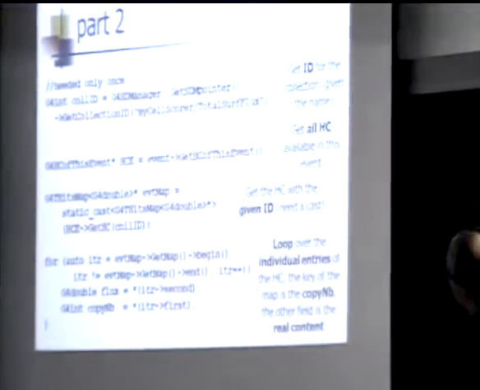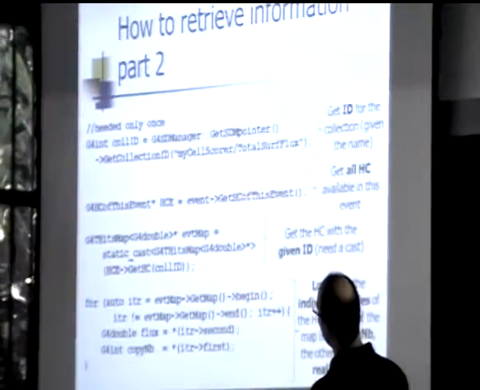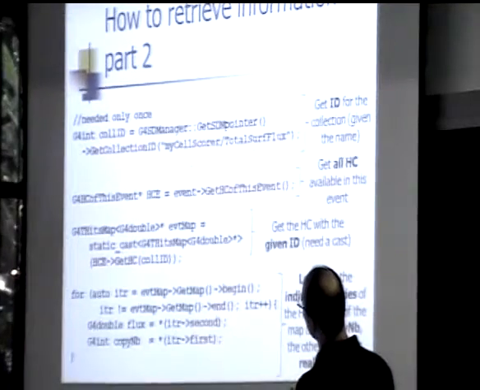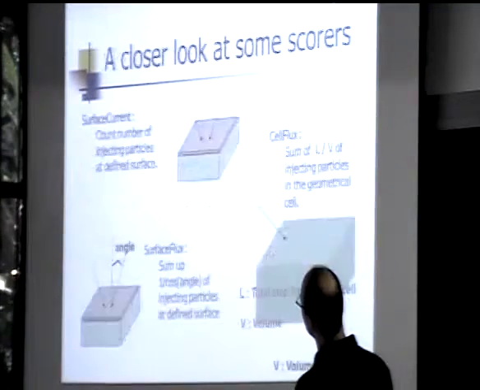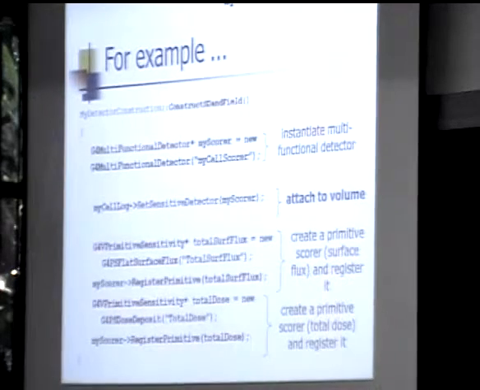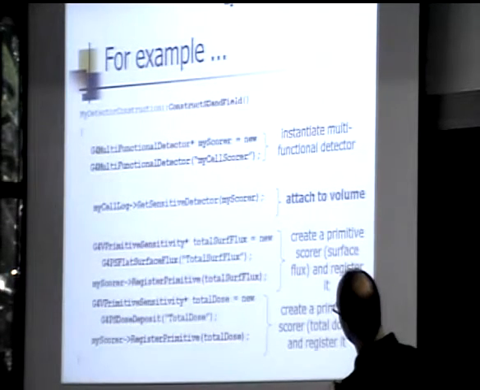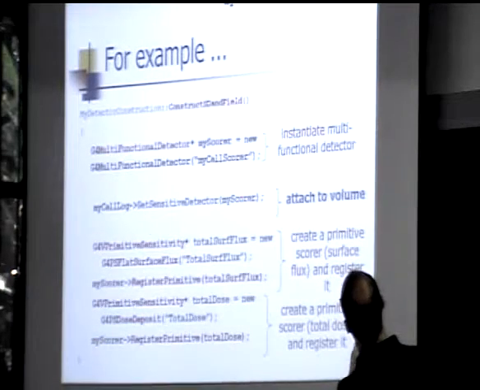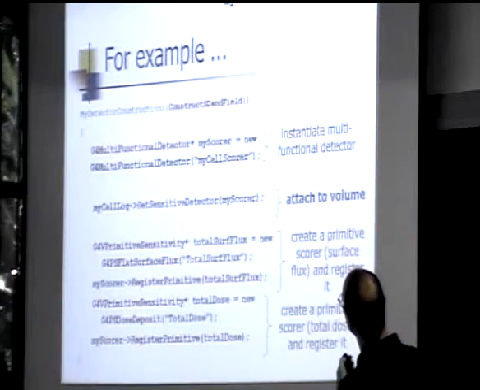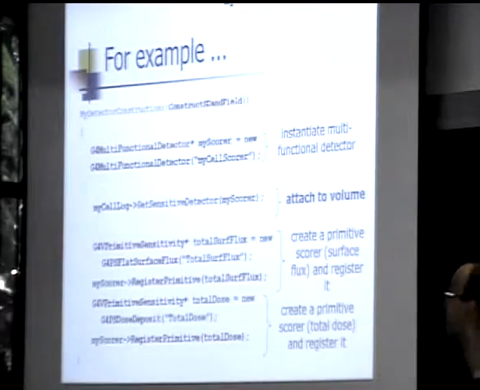There is some kind of code which is copy and paste, in which you retrieve this piece of information by name. This is the name of the total surface flux, which is what you gave here. These things are mapped to a name and surname. So you have the name of the multifunctional detector, which is the string you give here, and the name of the quantity, which is the string that you give here. So you have two quantities that are marked by strings.